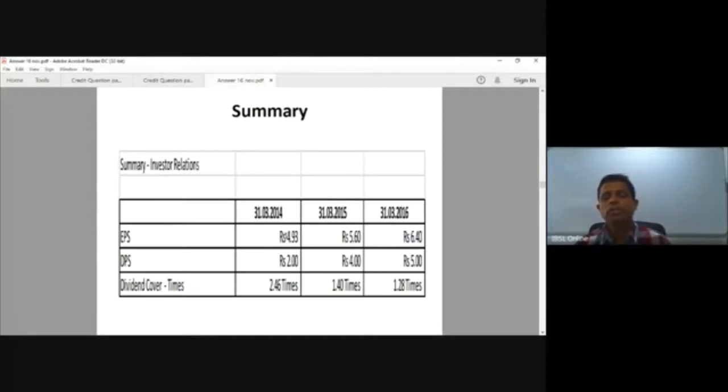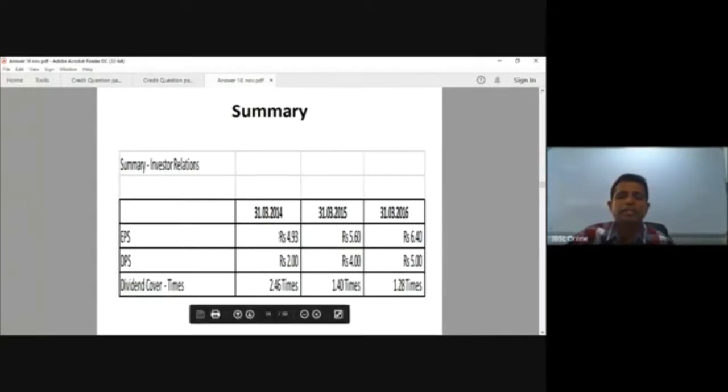6.4 rupees per share. Out of that 6.4 rupees, they have declared 5 rupees. Therefore, they are only left with 1.4 rupees. That is not good. Whatever the earnings, you have to retain something. Otherwise, for future expenses of the business, you don't have any money. Right? In this table, you can clearly identify it.